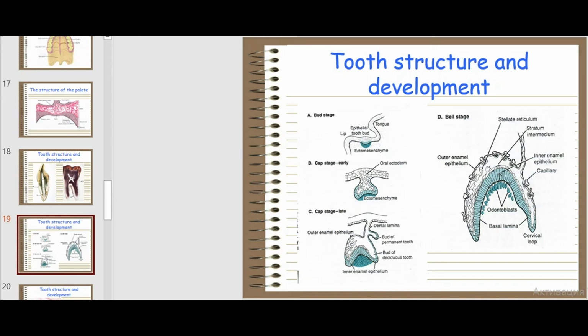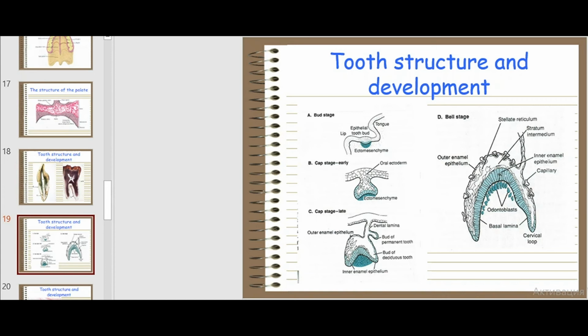Bell stage. The dental organ is bell-shaped during this stage, so it got the name bell stage. Cells of the enamel organ are divided into 3 layers. Cuboidal cells on the periphery of the dental organ are known as the outer enamel epithelium. The columnar cells of the enamel organ adjacent to the dental papilla are known as the inner enamel epithelium.